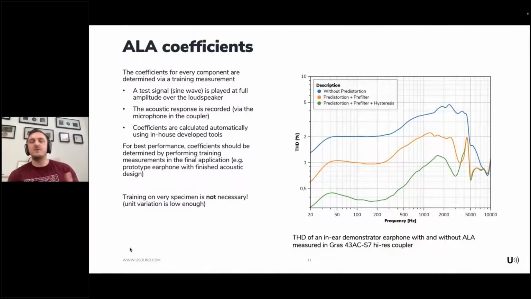But we can achieve very similar performance with roughly 0.5 percentage points of difference in performance, by providing just generic coefficients that depend on the loudspeaker model, not on the final application. And once again, training on every specimen itself is not necessary because the unit variation is low enough. So it's not necessary to measure every single speaker. It's typically sufficient to measure just an average of, let's say, 5 units. And it also provides sufficient results from measurement as just 1 unit, provided the unit variation is low enough, which for MEMS loudspeakers it is.